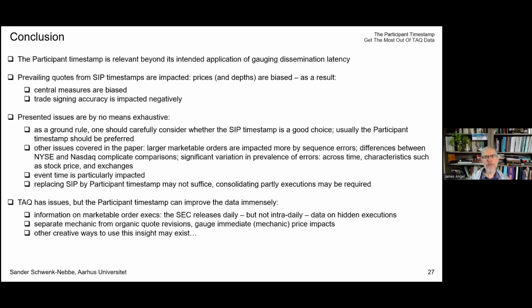Now, do we have any good sense as to how accurate the participant timestamps actually are? We know that the exchanges have their own requirements for clock synchronization, but how well are the requirements for the participants actually monitored?